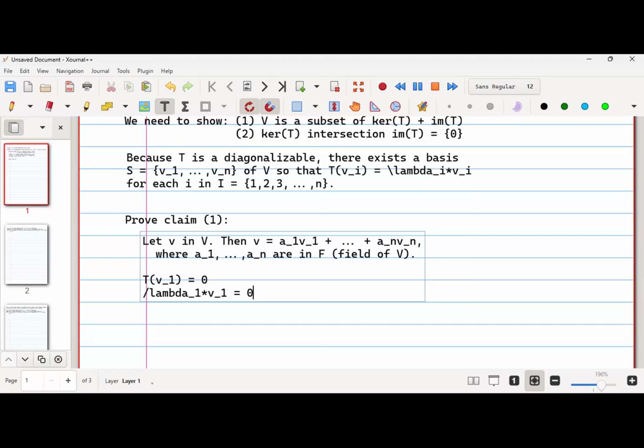But v_1 is non-zero, right? By definition of an eigenvector. So that would imply that lambda_1 must be equal to 0, right?